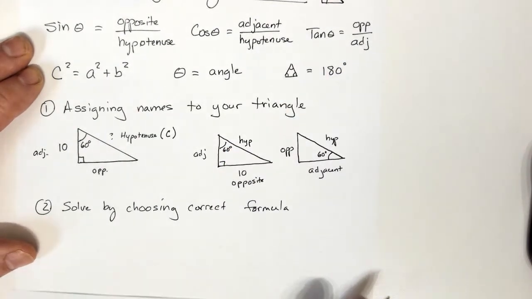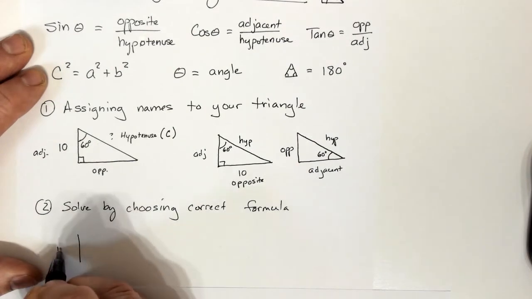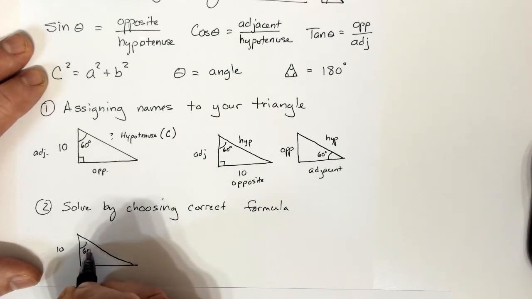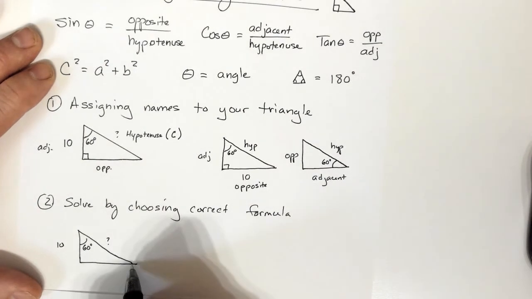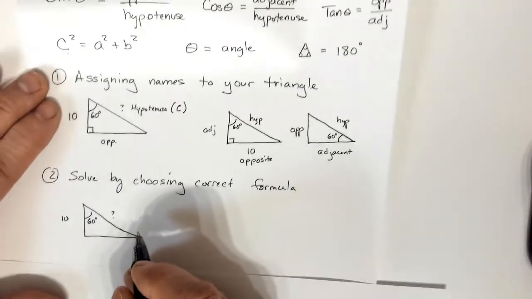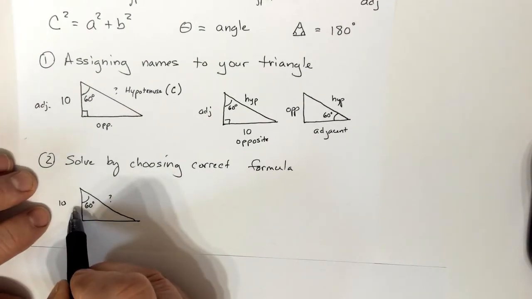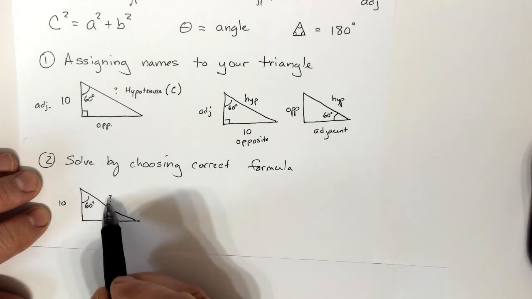So let's make a problem. We have one right here. We have our problem. We have 10, okay, and we have our angle of 60 degrees. And let's say I want to find the hypotenuse. Well, that means that, since I have an adjacent side and I want to find the hypotenuse, those two names have to be in the formula.